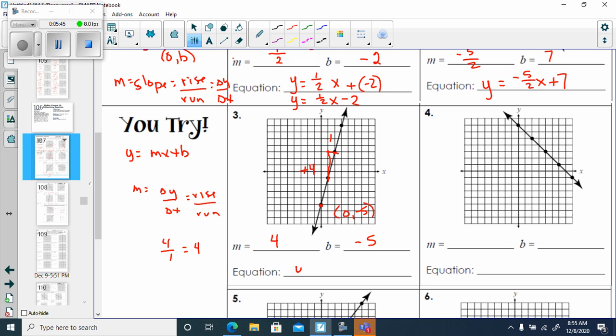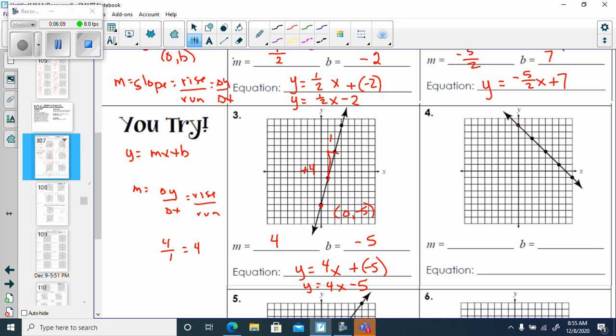My equation would be y is equal to, in place of my m, I put 4. In place of my b, I put negative 5. Or, if I'm adding a negative 5, it's the same as subtracting a positive 5. y is equal to 4x minus 5. Okay? Now let's try this one here.